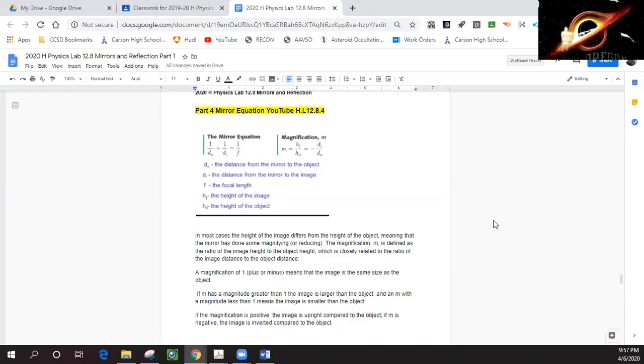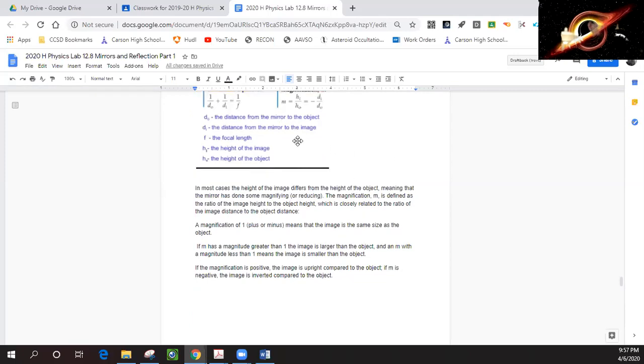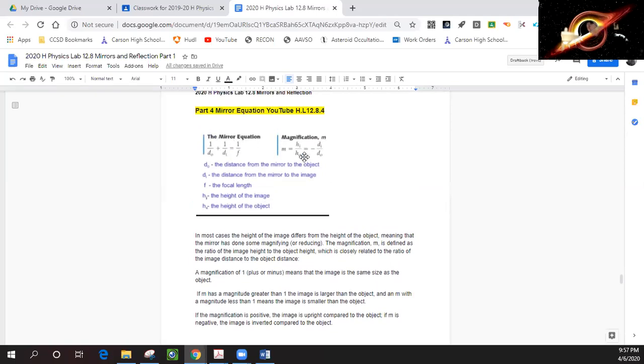Okay, class, Mr. Being here again, and we're now doing lab 12.8, mirrors and reflection. This is now part 4, the mirror equation and the simulation and the sims. I know you like doing sims. I'm going to go ahead and let you read this here. I'm not going to read it to you. I'll let you figure it out, and we're going to apply these equations to what we just already constructed with our ray diagrams.